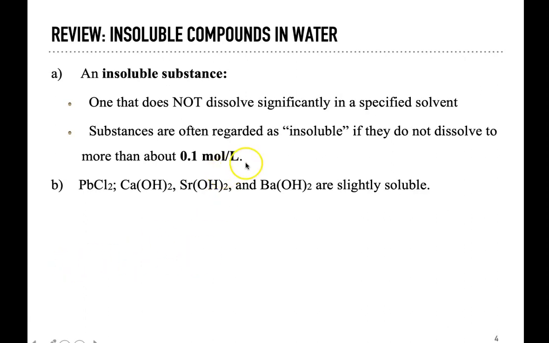Then what is the significant amount of dissolution? That is 0.1 molarity, which is 0.1 moles of ionic compound per liter. So if the solubility is not less than 0.1 moles per liter, we consider that ionic compound as insoluble in water. For example, there are many insoluble ionic compounds. Among them, lead(II) chloride, calcium hydroxide, strontium hydroxide, and barium hydroxide. Their solubility is now 0.1 molarity, which is at the boundary of soluble and insoluble. We call this one slightly soluble.